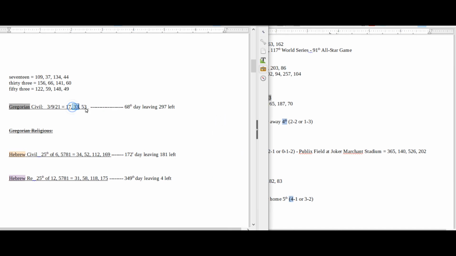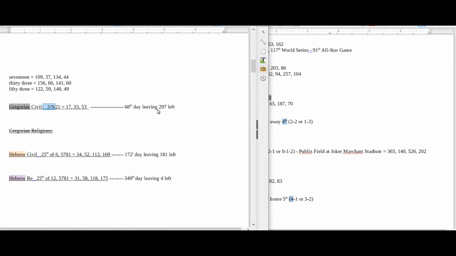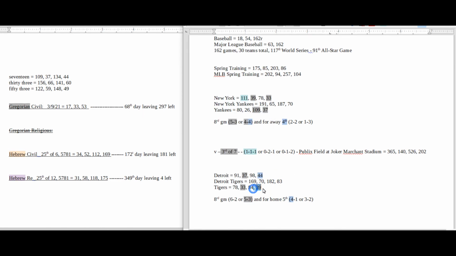Today has 33 date numerology on the Gregorian. New York sums to 33. Tigers sum to 33. It's March 9th, written 3/9. Tigers sum to 39. New York sums to 39. New York also sums to 111.